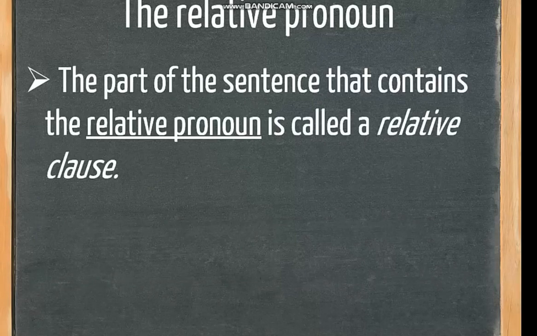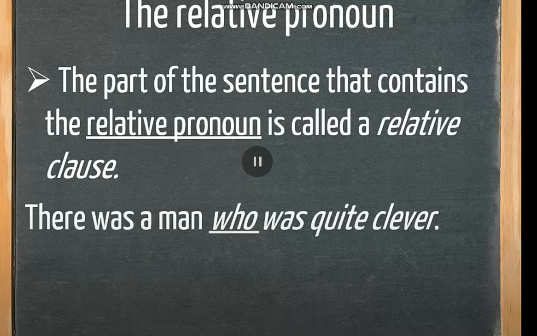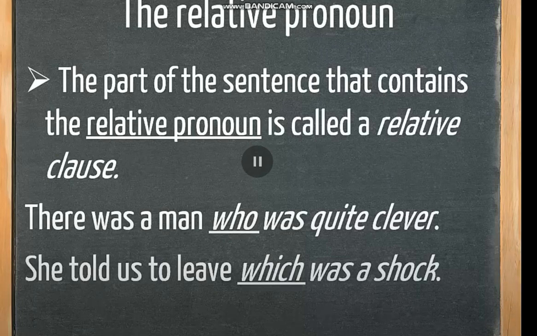The part of the sentence that contains the relative pronoun is also called a relative clause. For example, "There was a man who was quite clever." Here, "who was quite clever" is the relative clause.